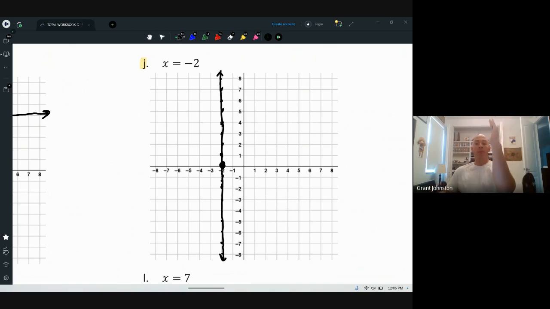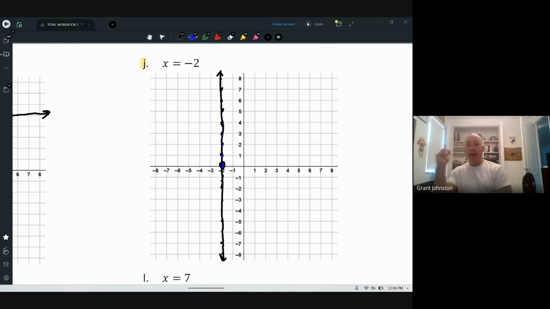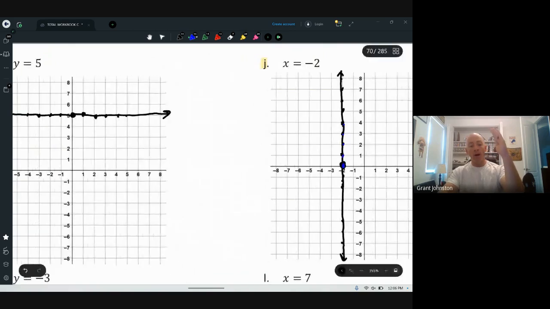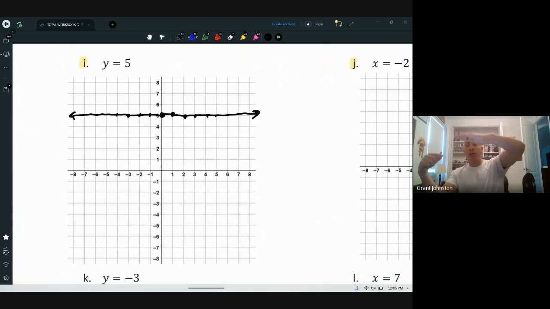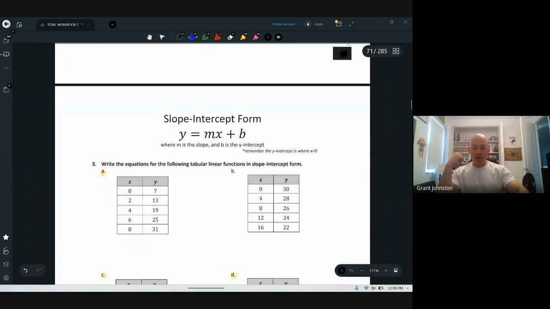So when you have an x equals equation, it's a vertical line, which is kind of counterintuitive because our x-axis goes this way, so it's kind of confusing. But just think of it logically, x is negative 2 right here, and x is negative 2 on all these points. So when you have an x equals equation, it's actually vertical. And when you have a y equals equation, like on I, it's actually horizontal. Okay, so I'll let you try those ones there.